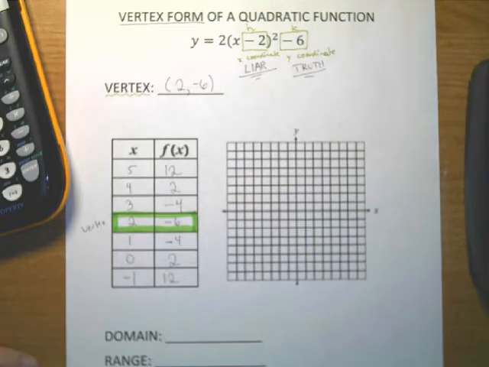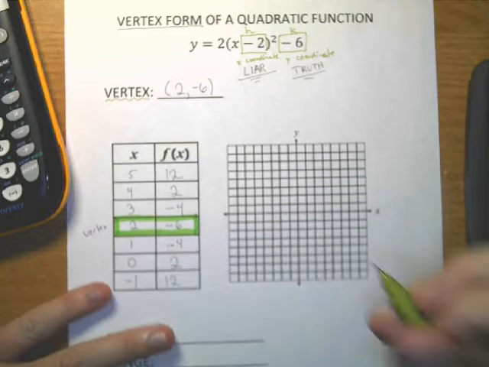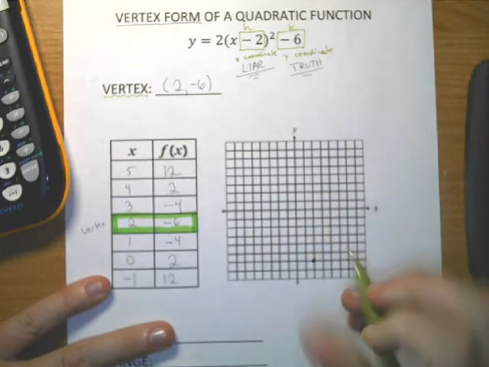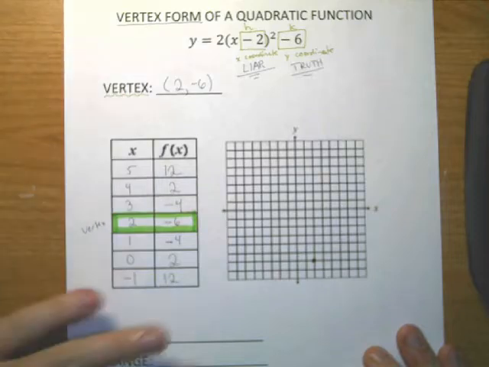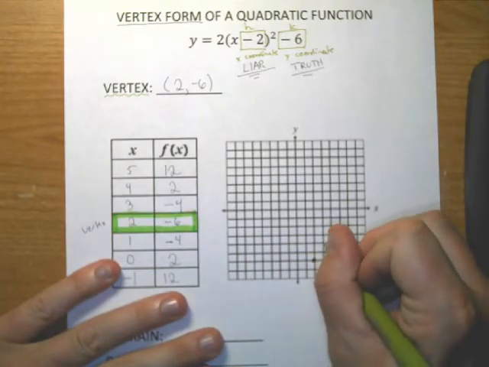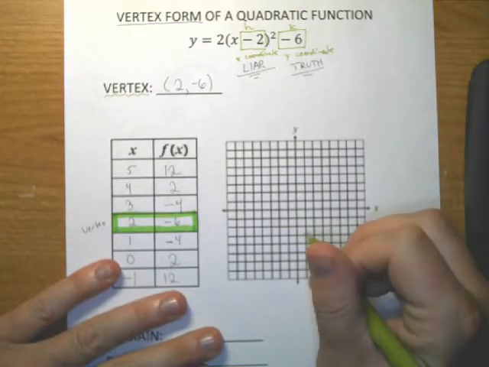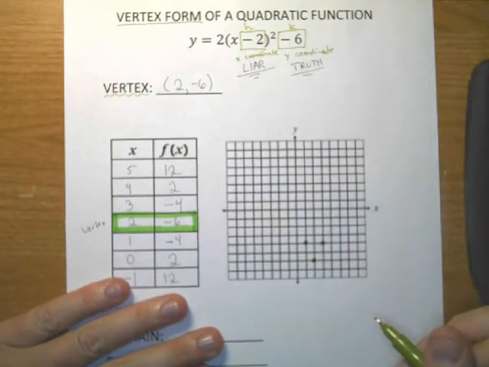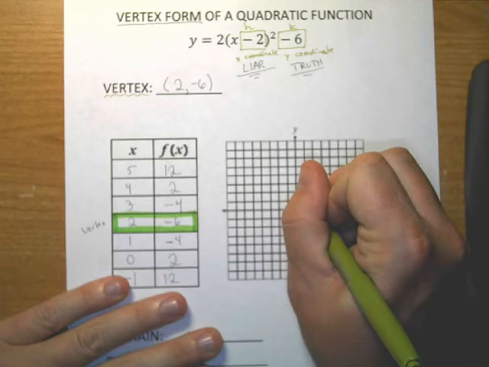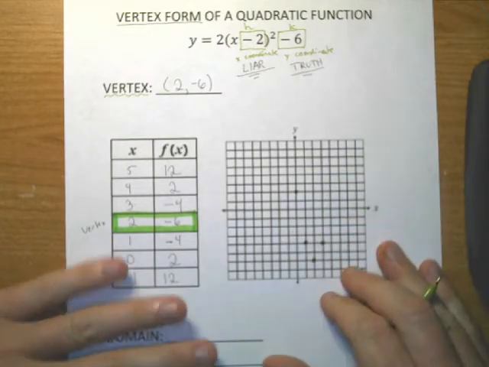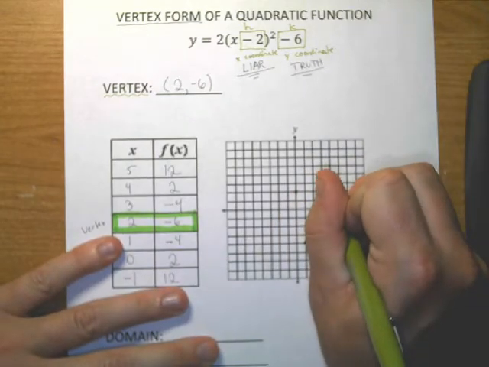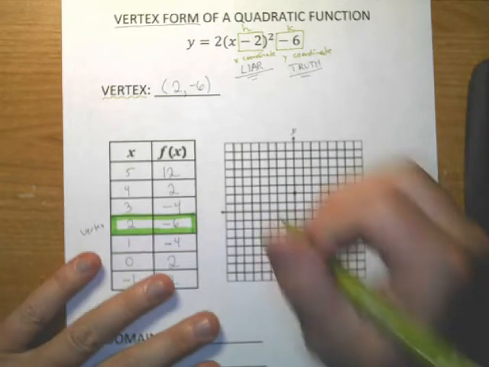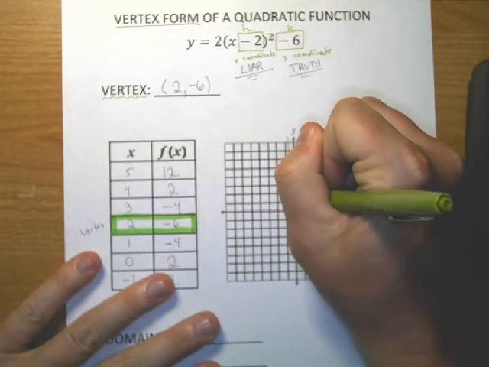Now that we have all our points, take the time and plot them. We have 2, -6. 3, -4. And 1, -4. 0, 2. And 4, 2. And then the next one takes us off of our graph. So go ahead and draw a smooth curve.